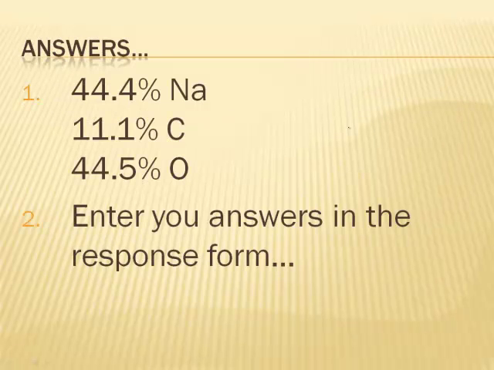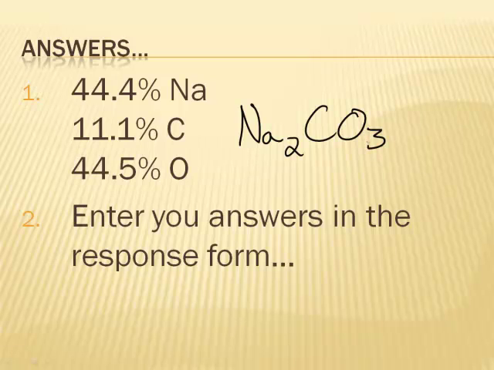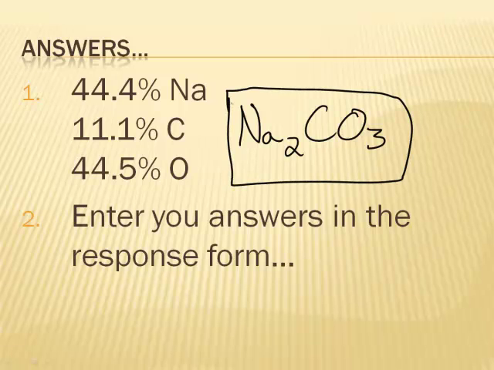On the first one, you should have gotten 44.4% sodium, 11.1% carbon, and 44.5% oxygen. So that's sodium carbonate. One thing you may check is if you wrote the formula correctly, that may be the starting point if you didn't get those numbers. So go and check. This should be the formula for sodium carbonate. Also once you get the second one, enter that into the response form.